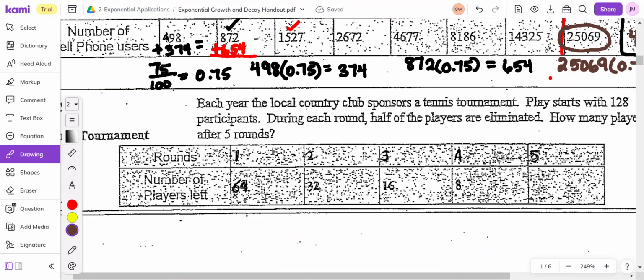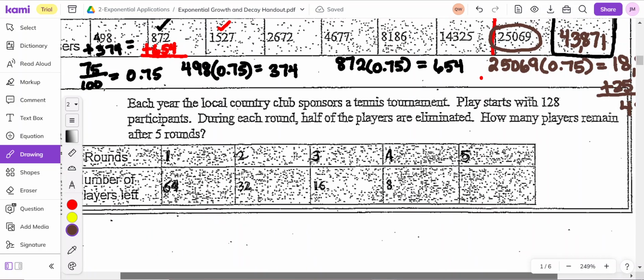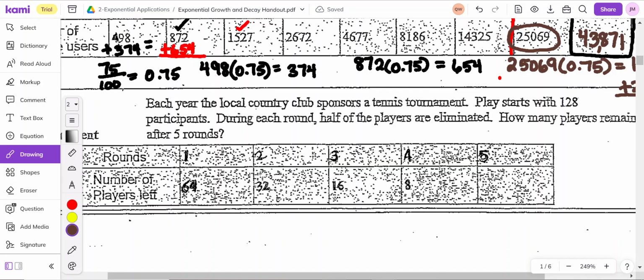Each year, the local country club sponsors a tennis tournament. Play starts with 128 participants. During each round, half of the players are eliminated. How many players remain after 5 rounds? Well, how do I write half as a decimal? No, that's double. Half is 1/2, which is 0.5.